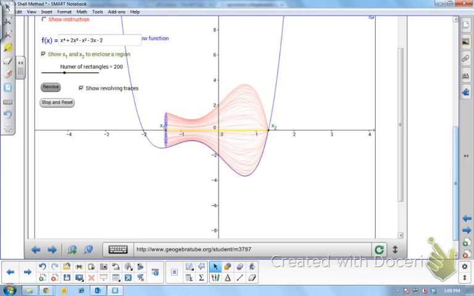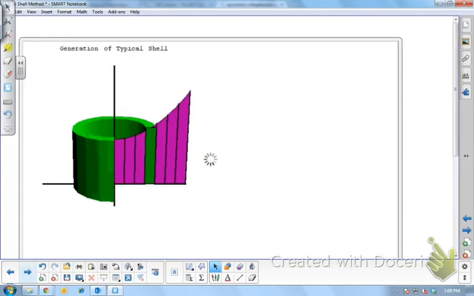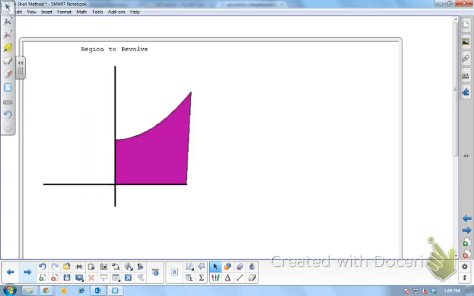Sometimes it fills the whole thing, and sometimes it doesn't. With cylindrical shells, sorry, this one just runs automatically, so it's not at the beginning. Come on.